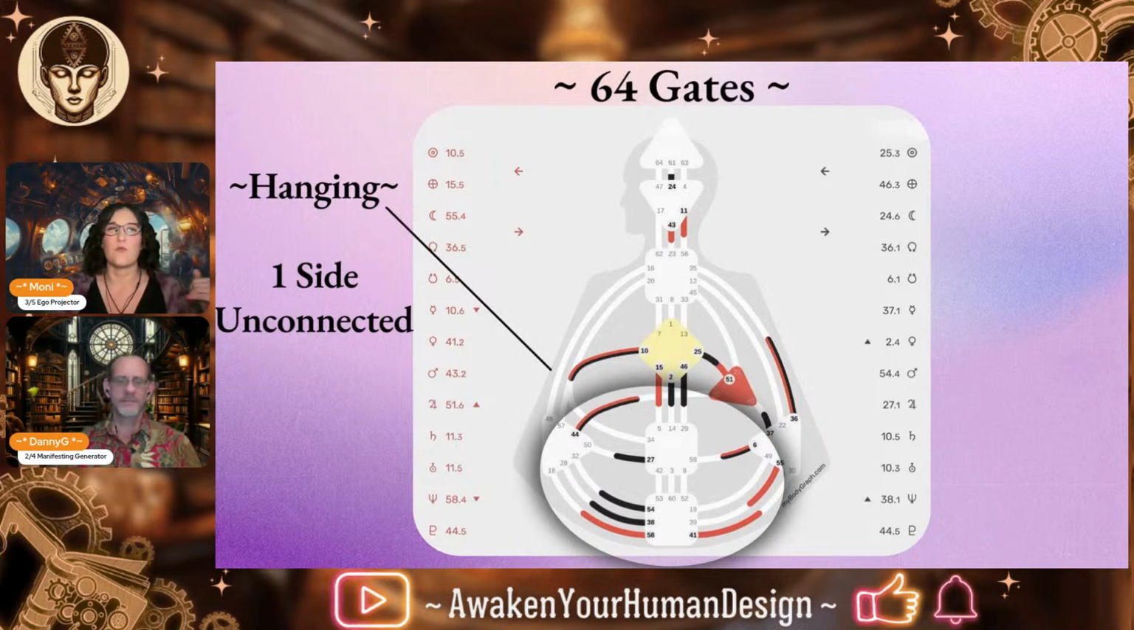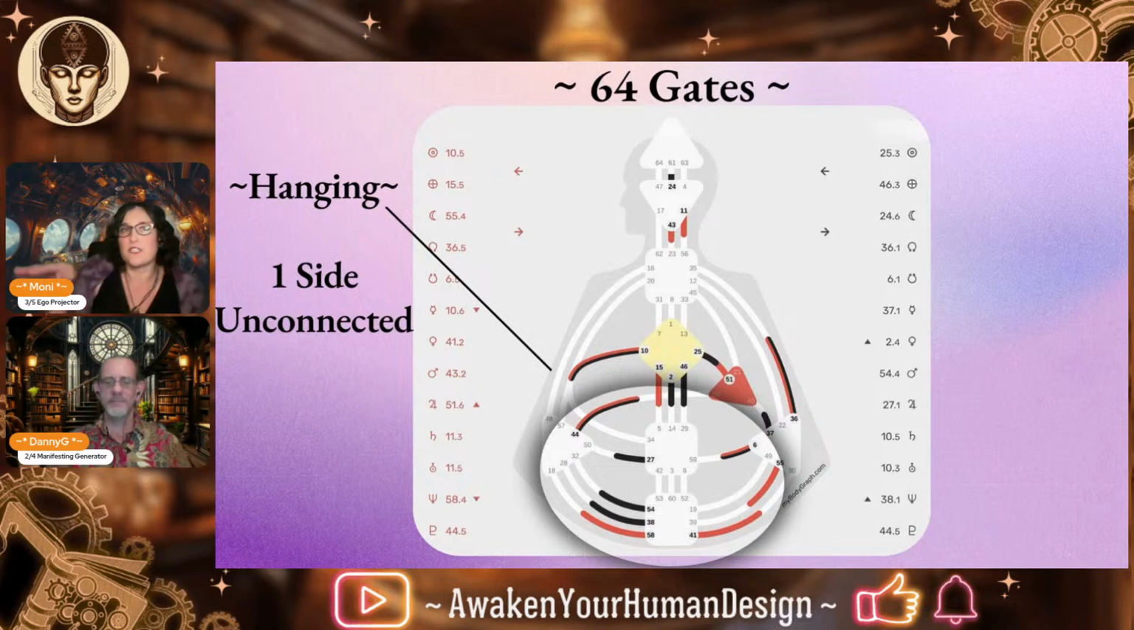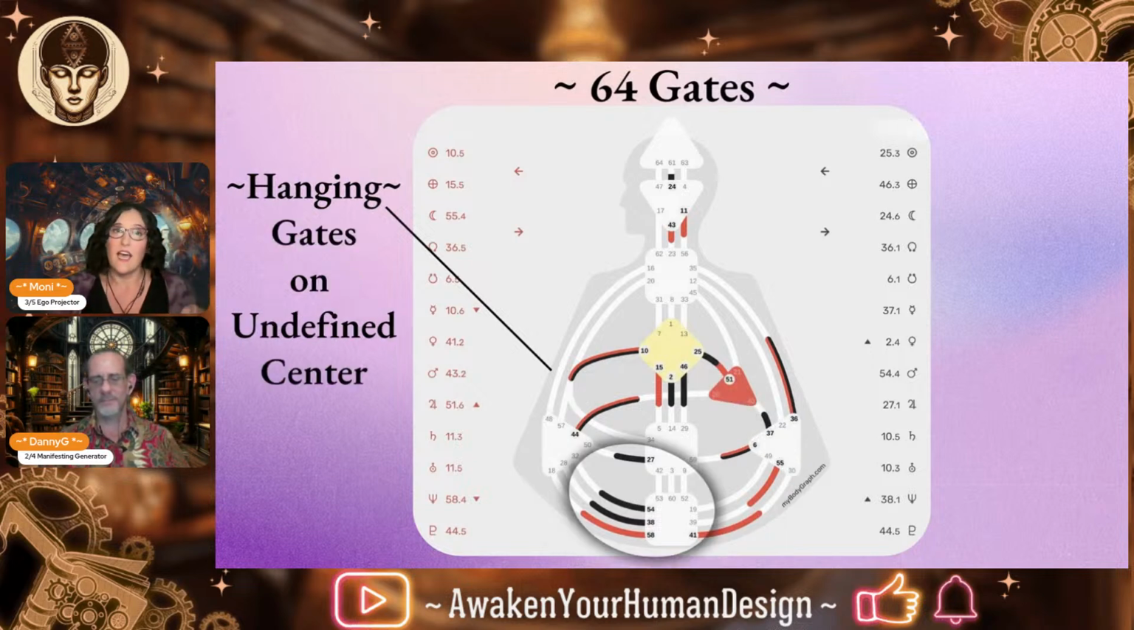Here we have what is called a hanging gate, where you have the gate, but one side is unconnected. We have it circled at the bottom where you can see the 27, the 54, the 38, the 58. Any of those are hanging gates, where one side is reaching out but not connected to the other side. You can have hanging gates on an undefined center, like we have over here on the root center. They're just hanging off of there. They get called dormant because they're on an open center. That's actually the name for them.